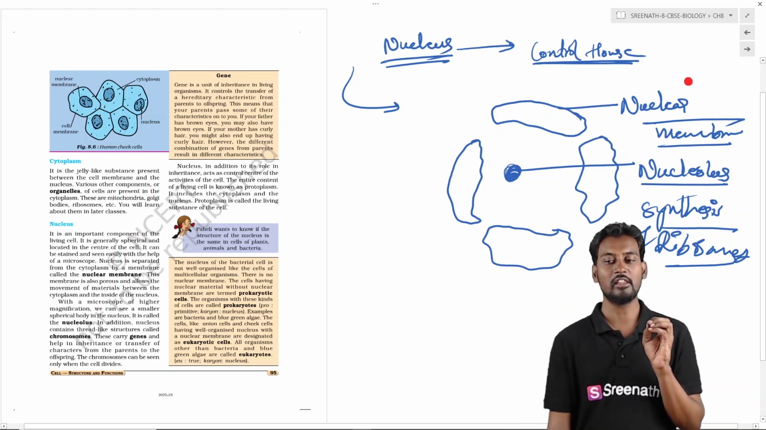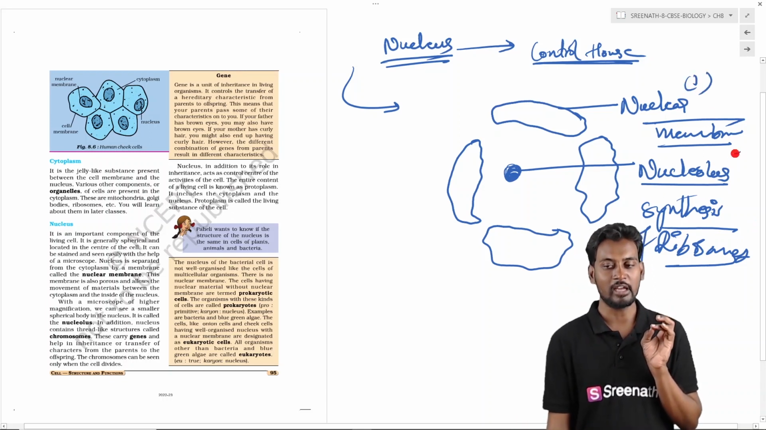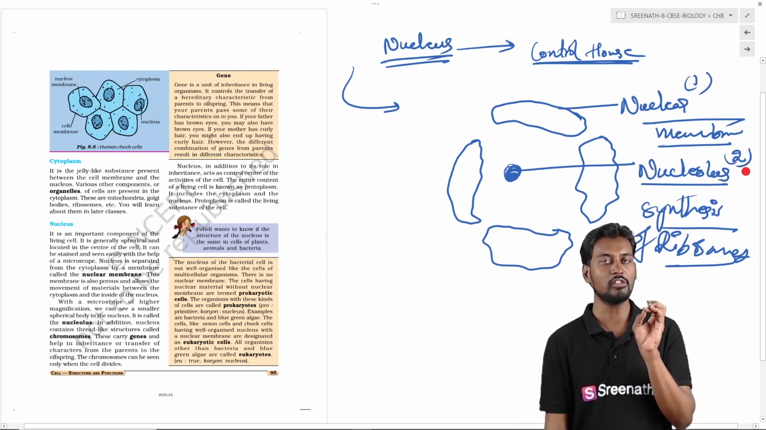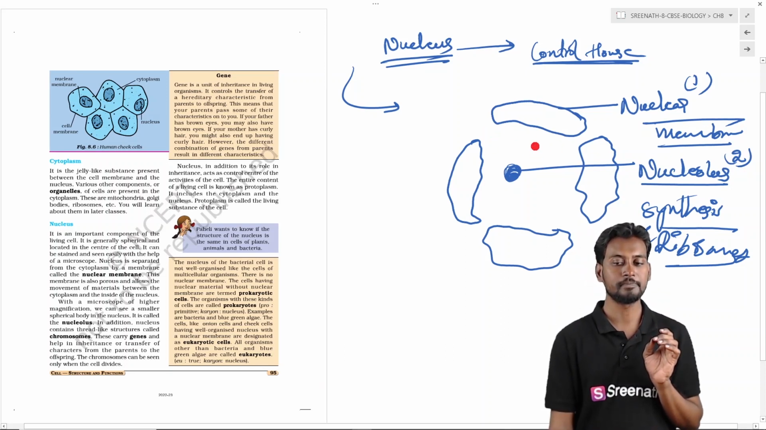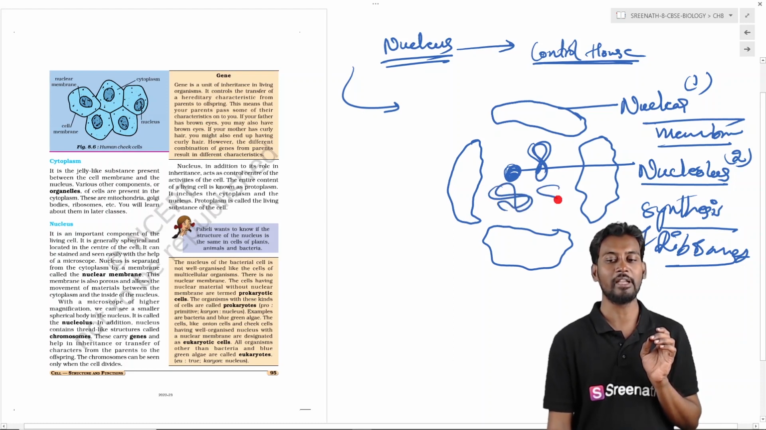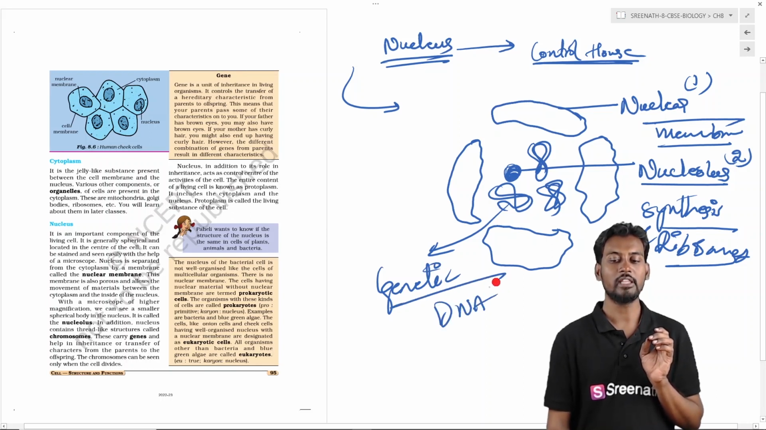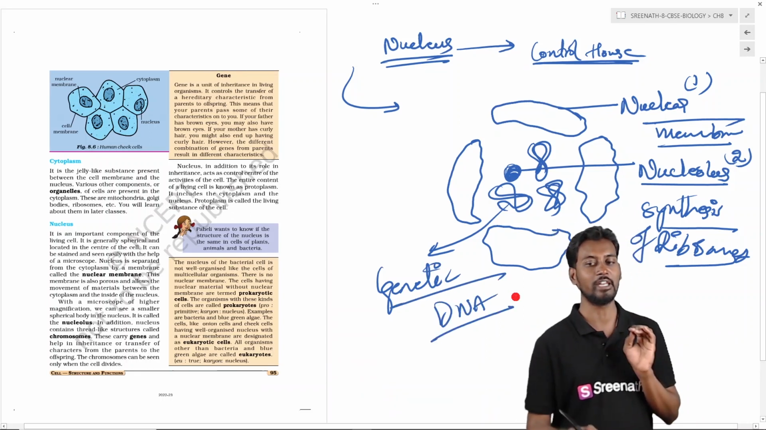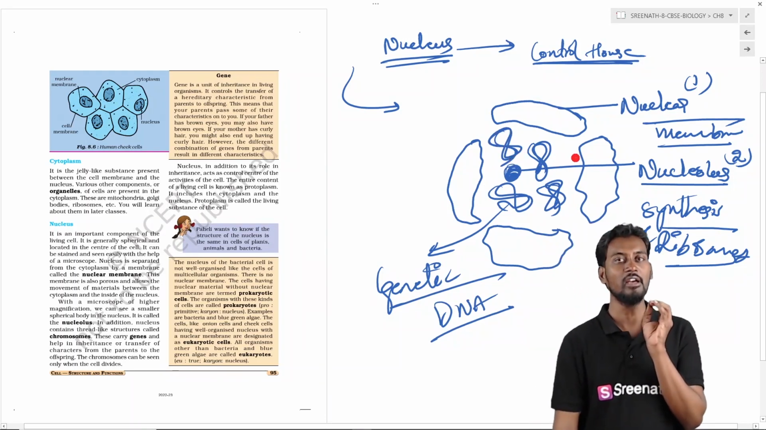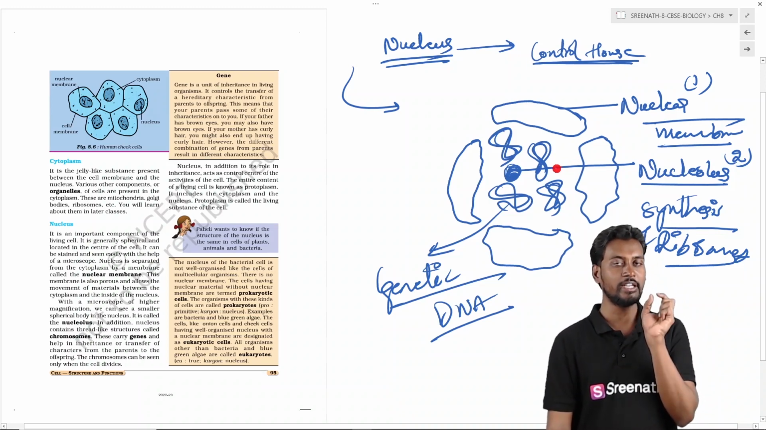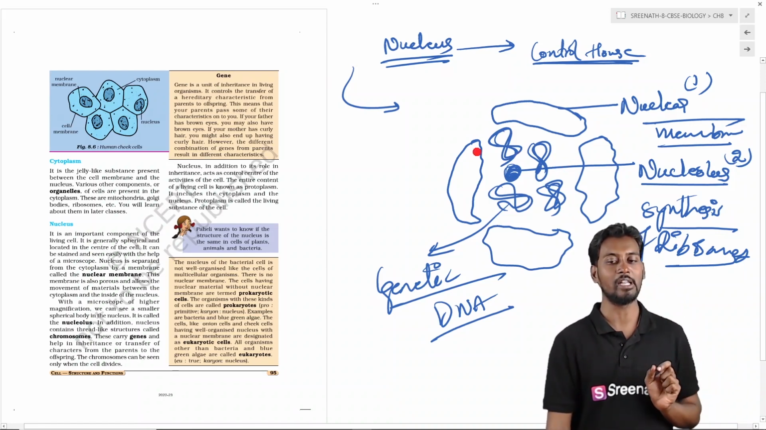So the nucleus consists of the nuclear membrane and the nucleolus, which is the site of ribosome synthesis, and apart from this it also contains the genetic material. The genetic material is present in the form of DNA. The DNA is the genetic material, but it is condensed in the form of chromosomes.